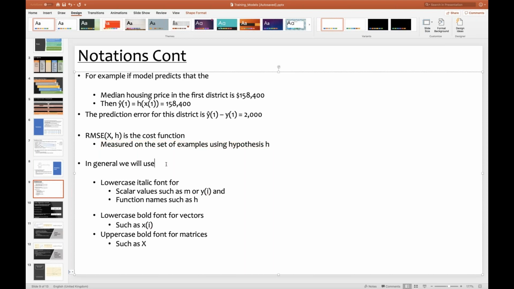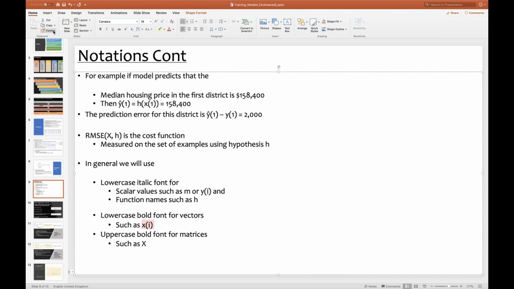Now, in general, we'll use lowercase italic letters for scalar values like m or y. You use lowercase bold font for vectors. Lowercase bold font means, again, you need to understand, whenever you look at diagrams or formulas, you'll see a few things in bold. That bold with lowercase is for vectors. Always remember, bold font for vectors. Again, uppercase bold is for matrices. If you see an uppercase and bold letter, that is a matrix.